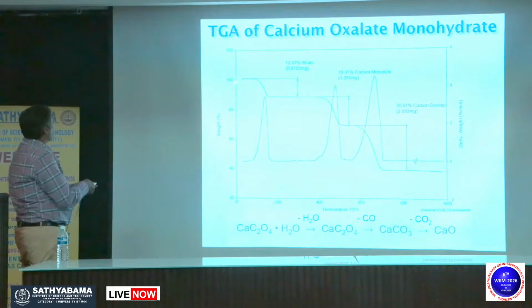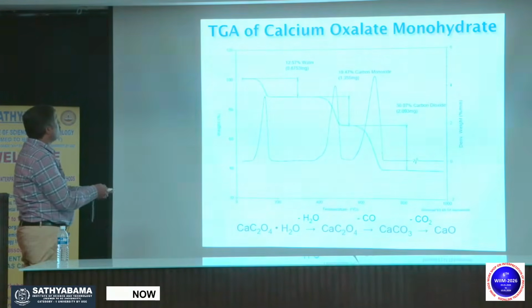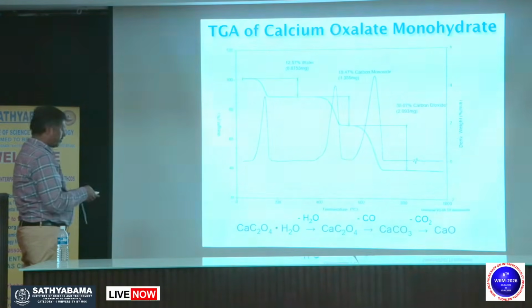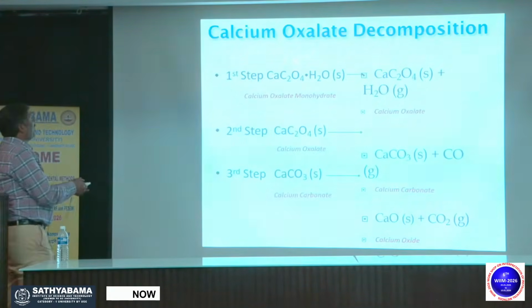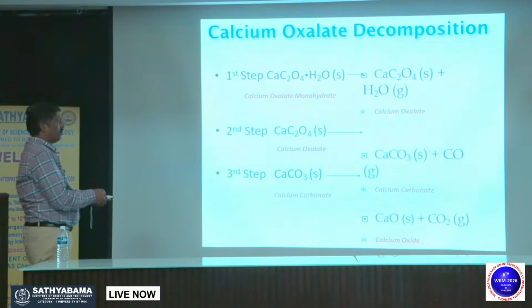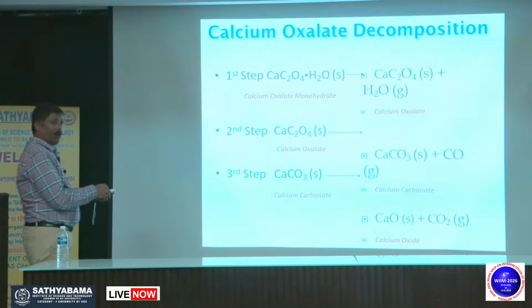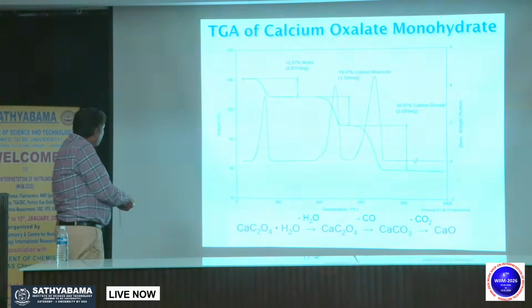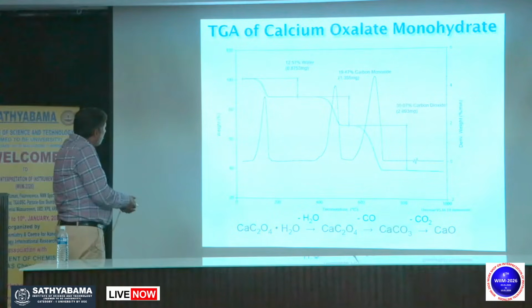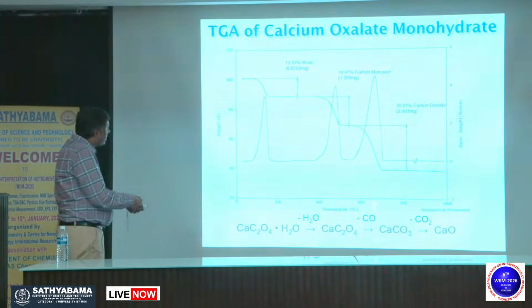You heat it first, you will lose water, then it is stable, again heat it, you lose carbon monoxide, it's stable, again heat it, you will lose carbon dioxide. First stage, calcium oxalate monohydrate becomes calcium oxalate, water vapor will go away. It is 50, 100, 150, 200. So it's around 100. But I don't know, sir, exactly how much it is. This is around 500. This is around 650. But I don't know.